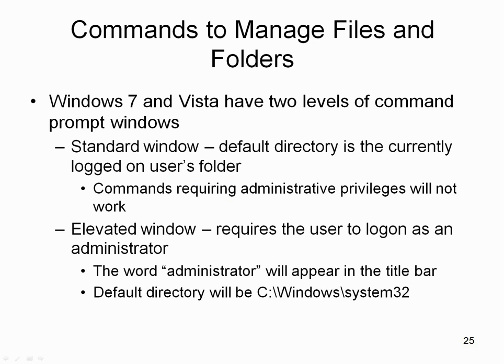Windows 7 has 2 levels of command prompt windows, a standard window and an elevated window. The standard window is shown in figure 3-24 of your textbook. Notice in the figure that the default directory is the currently logged on user's folder. Commands that require administrative privileges will not work from this standard command prompt window. To get an elevated command prompt window, click Start, All Programs, Accessories, and right-click Command Prompt.